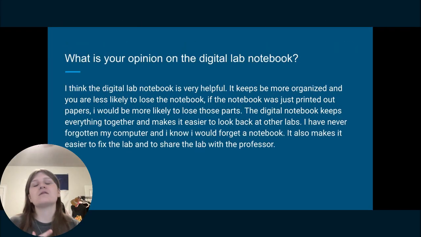What is your opinion on the digital lab notebook? I think the digital lab notebook is very helpful. It keeps me more organized and you are less likely to lose the notebook. If the notebook was just printed out papers and it was a physical copy, I would be more likely to lose those parts and have missing parts of my lab. The digital notebook keeps everything together and it makes it easier to look back at other labs to compare to the lab you're doing now.